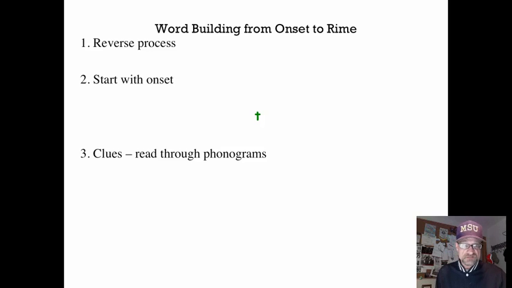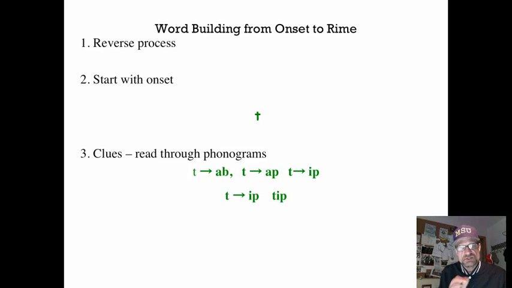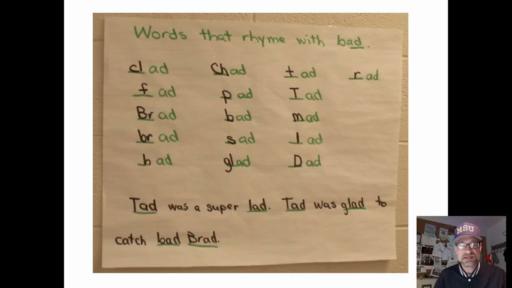Then you give students clues. Ab. What would I get if I added ab to ab? What would I get if I added app to app, etc., etc.? And you can use the same onset, but use a variety of rhymes. And again, it helps if you have that poster, that word wall, where they can see the different rhymes.